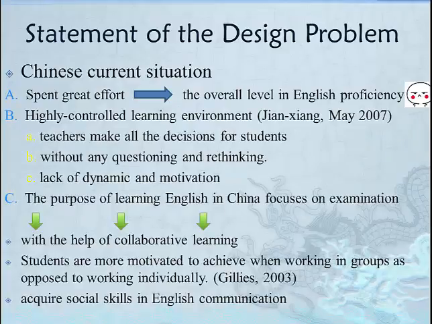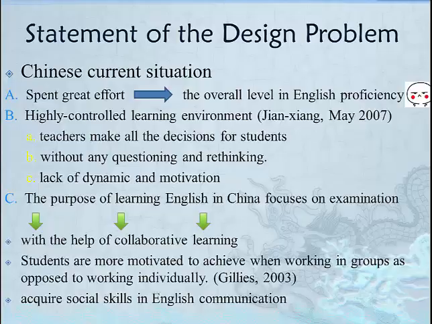In China, the whole society has already spent great effort to learn and teach English by now, though the overall level of English proficiency is still not so optimistic. Nowadays, most secondary schools in China are highly controlled learning environments. That means teachers make all the decisions for students and force students to learn English without any questioning and rethinking. Under this situation, most students lack dynamism and motivation to learn English.